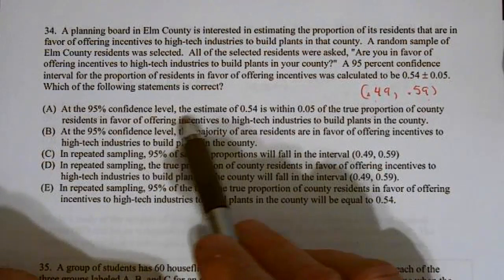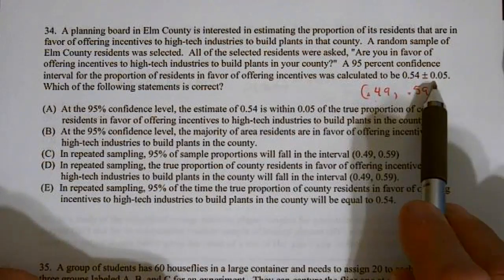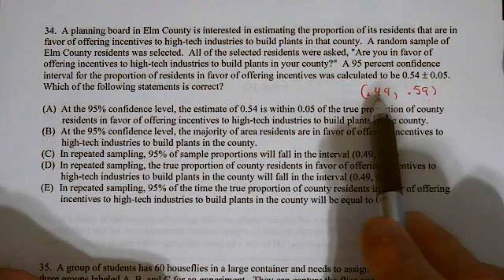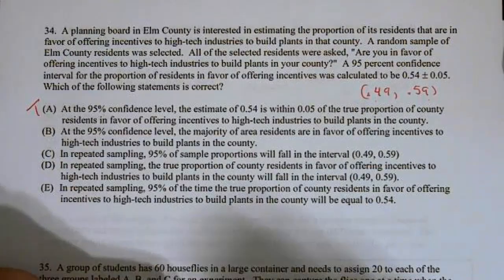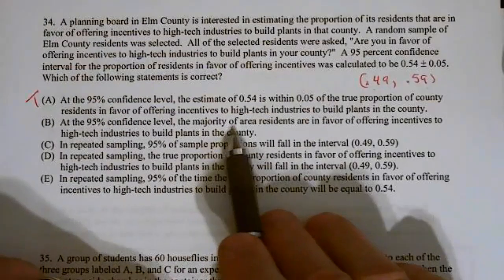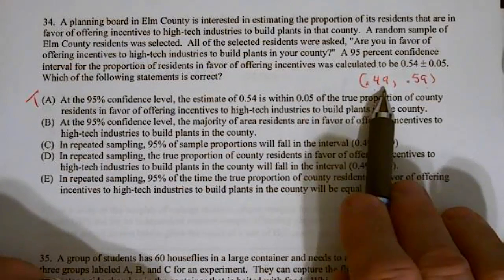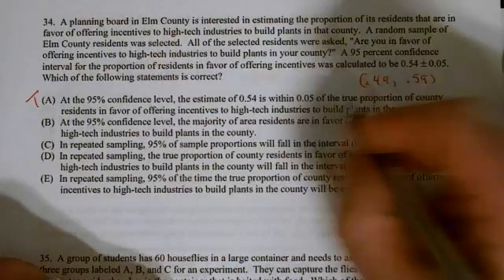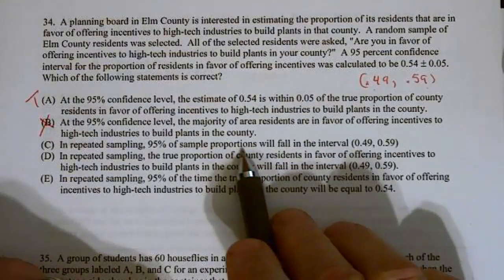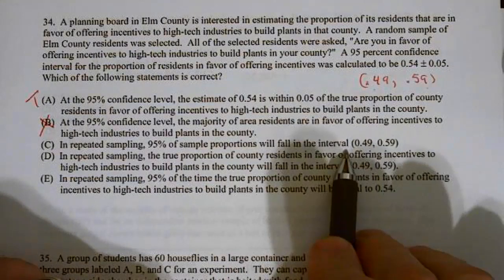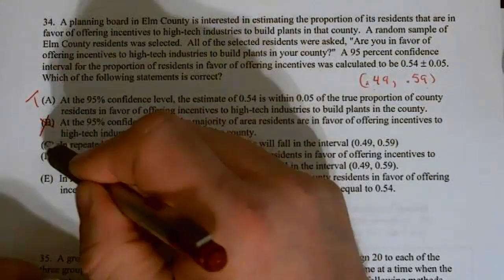At 95%, the estimate of 0.54 is within 0.05. Well, 0.05 means it's going to be somewhere in that interval. I like this one. This looks pretty good. At the 95% confidence level, the majority of residents are in favor. No, we don't know that because 49% is included, which is not the majority. In repeated sampling, 95% of the proportions will fall in the interval. We never talk about the sample proportions like that, so that's false.